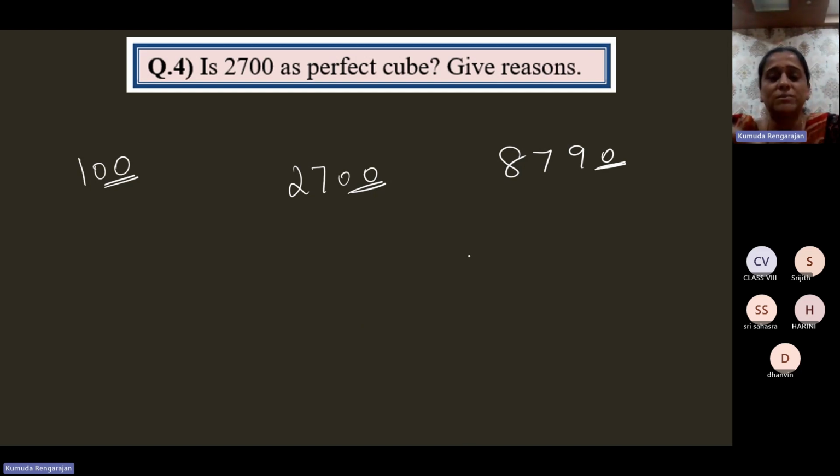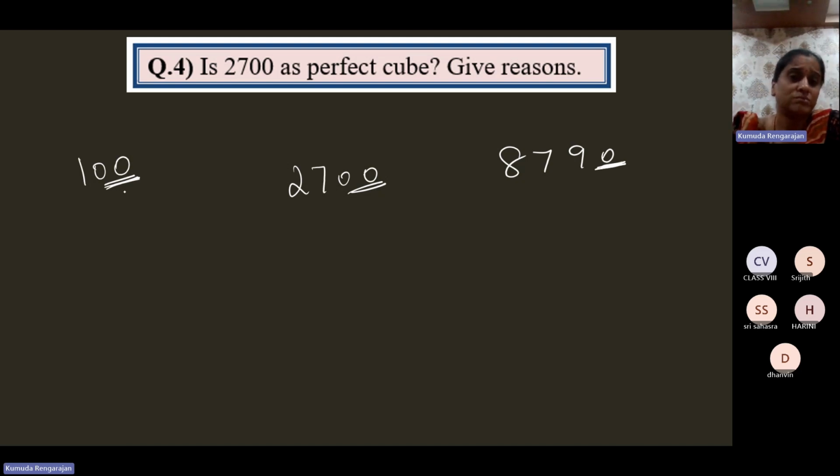Because if it has to be a perfect square, the number of zeros in the end should be a multiple of 2. 2 zeros, 4 zeros, 6 zeros, 8 zeros, 10 zeros, and so on. If a number has to be a perfect cube, it should end with zeros in multiples of 3. 3, 6, 9, 12, 15, and so on. So a number ending with 1 0 is not a perfect square, not a perfect cube.